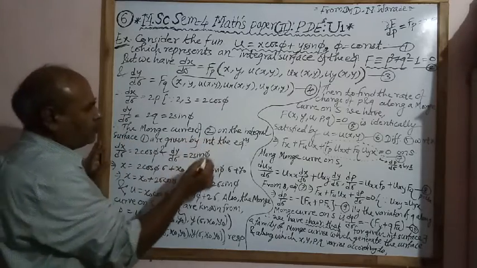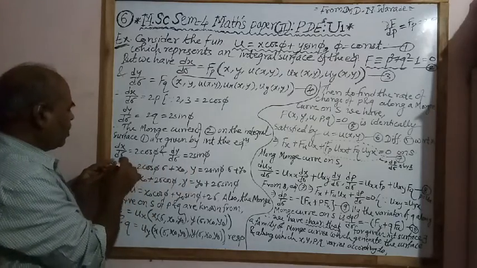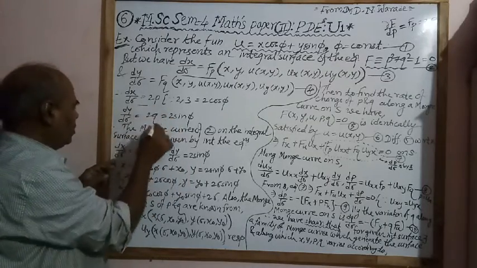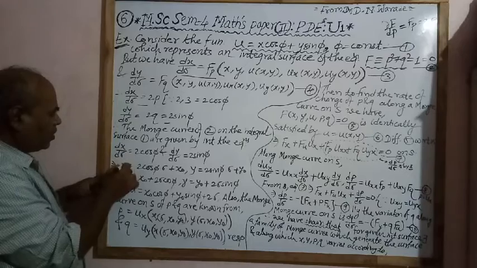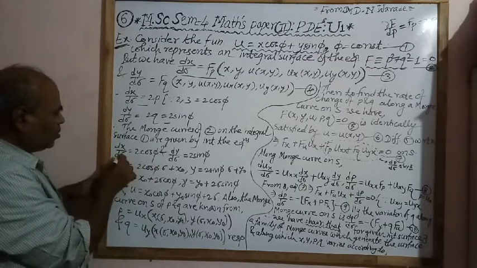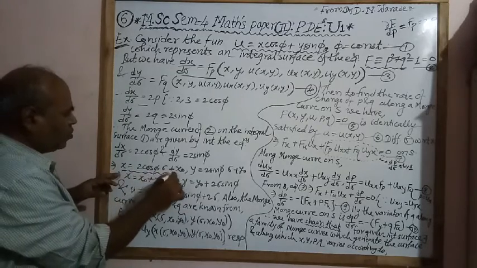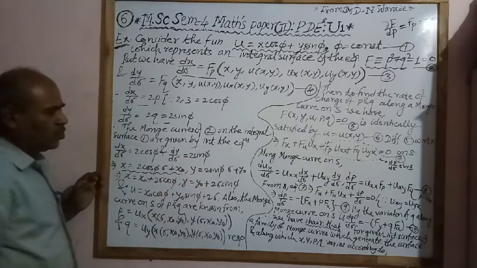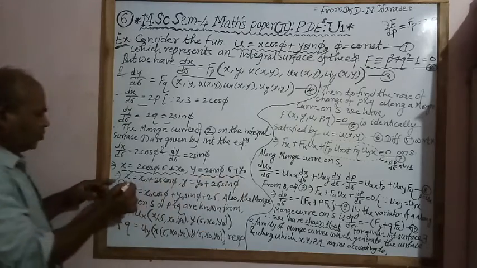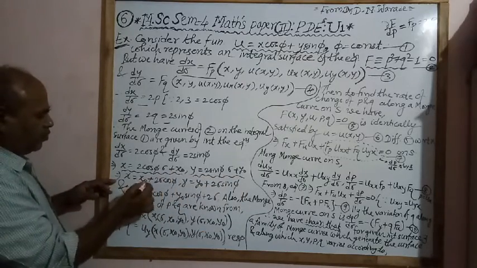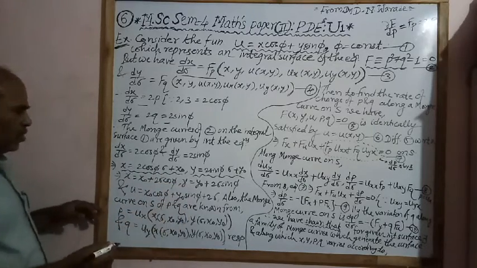Therefore the Monge curves of 2 on integral surface 1 are given by integrating the equations dx by d sigma and dy by d sigma. Therefore we have x equal to the integration of dx, x, and 2 cos phi is constant, integration of d sigma, sigma, plus x0, where x0 is the constant. Again integrating the second equation, we have y equal to 2 sin phi sigma plus y0. Now from these equations we write x equal to x0 plus 2 sigma cos phi, and y equal to y0 plus 2 sigma sin phi.